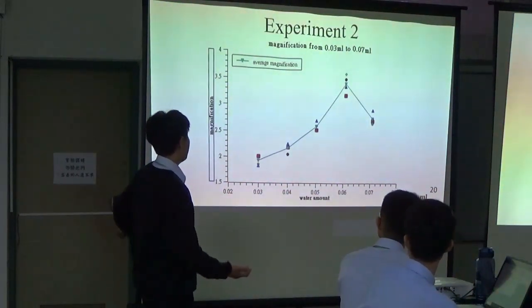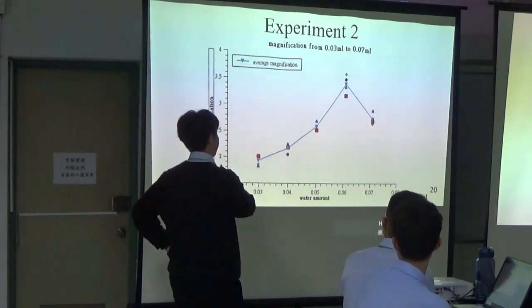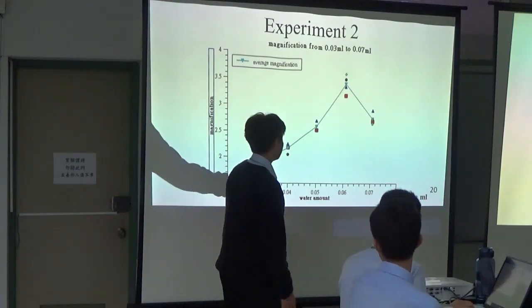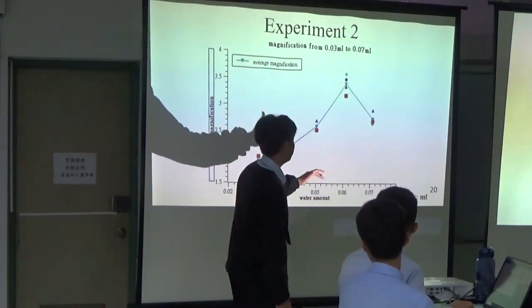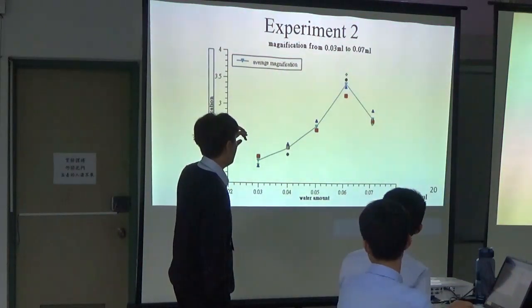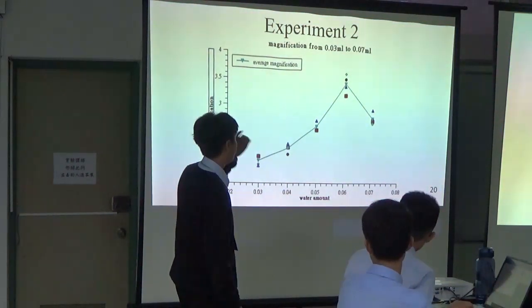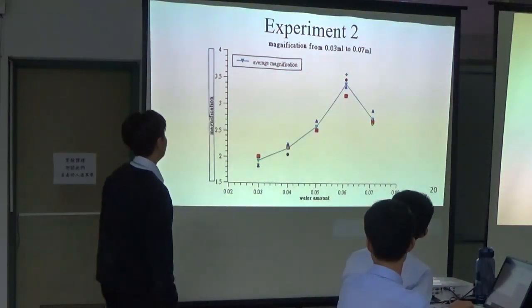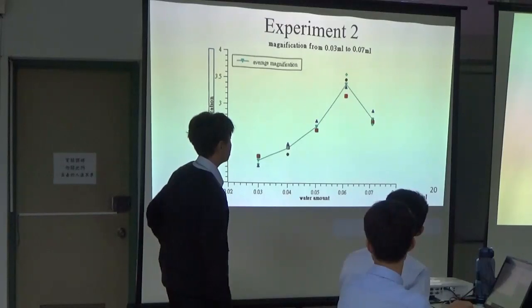As for the magnification, it acts the same way. When it is 0.03, it increases until 0.06. The magnification stopped, and at 0.07 milliliters it actually decreased. And this is the magnification picture.